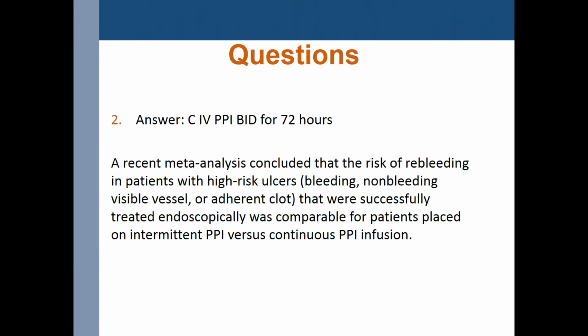And the answer is C, IV PPI BID for 72 hours. A recent meta-analysis concluded that the risk of rebleeding in patients with high-risk ulcers, i.e. bleeding, non-bleeding visible vessel, or adherent clot, that were successfully treated endoscopically was comparable for patients placed on intermittent PPI versus continuous PPI infusion. So to save costs, you can place them on PPI BID IV.